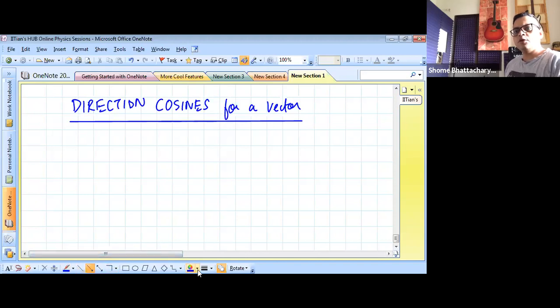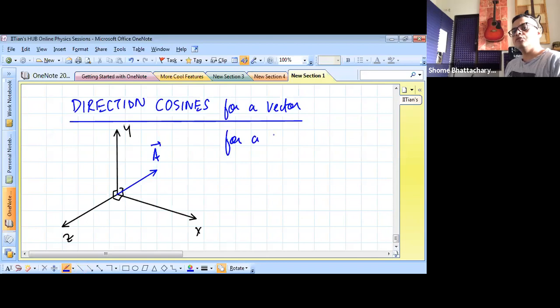So now, if we are talking about a vector which has all three components x, y, and z, mutually perpendicular axis. Now let's think about a vector which is having all components x, y, and z. So for a vector given by the sum of three non-zero components ax, ay, and az.